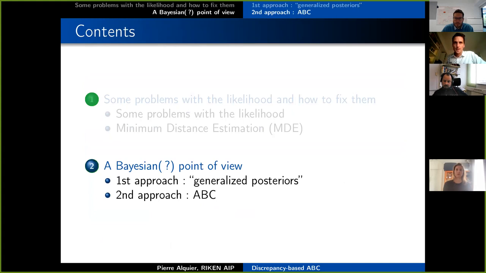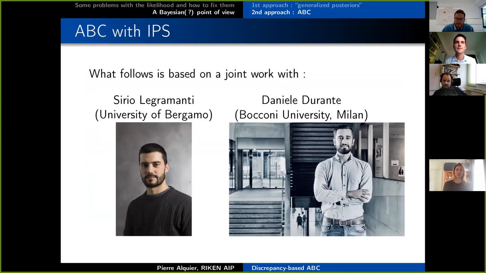Now, finally, the introduction is over. I can reach the central part of the talk, ABC. This part is based on joint work with Sirio Legramenti and Daniele Durante. Here again, the paper is not completely finished, but it should be available on arXiv maybe within 2 or 3 weeks.